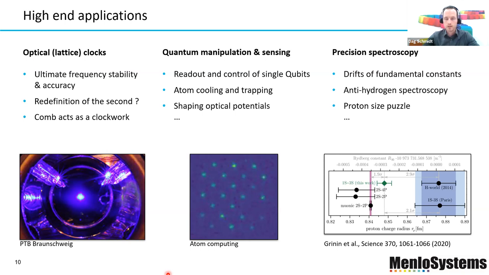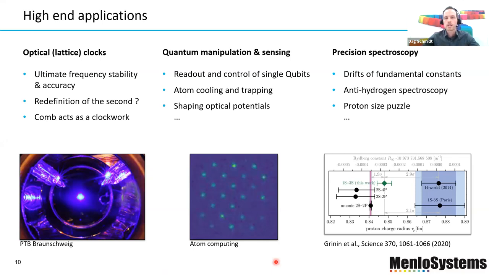Quantum technology needs such systems. And for quantum manipulation and sensing, you want to read out and control single qubits. You will have to have precise control about your atoms. You need to cool and trap them. And yeah, you want to shape optical potentials. And here's a picture from Atom Computing, a startup company which is building scalable quantum computers.